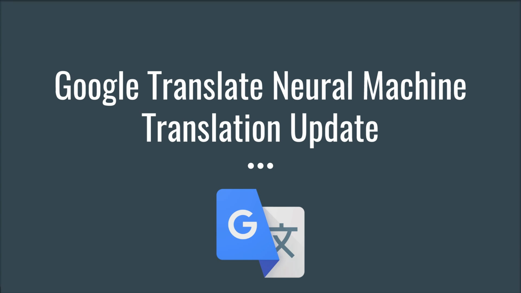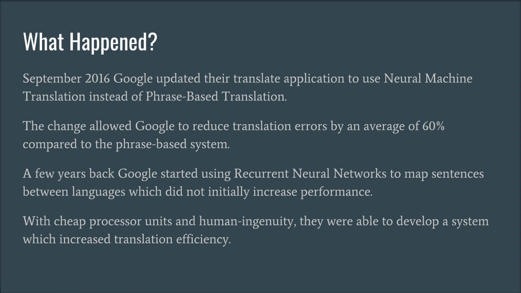Alright, so I chose to do my presentation on Google Translate's update to using neural machine translation. In September 2016, Google updated their Translate app to use neural machine translation instead of phrase-based translation. And this allowed them to reduce their translation errors by an average of 60% compared to the phrase-based model.